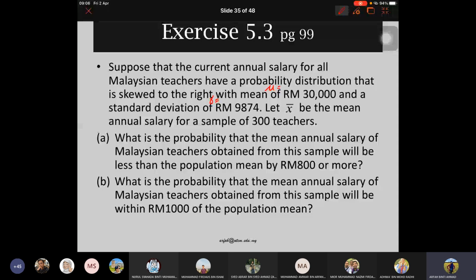So, question A: what is the probability that the mean annual salary of Malaysian teachers obtained from this sample will be less than the population mean by 800 or more? So, what does it want in question A? How are you going to transform the information given in A into the form of probability? How do we write it?